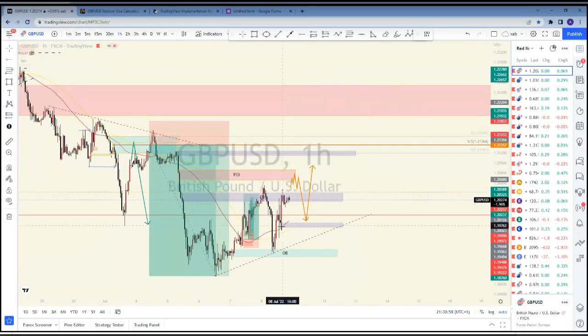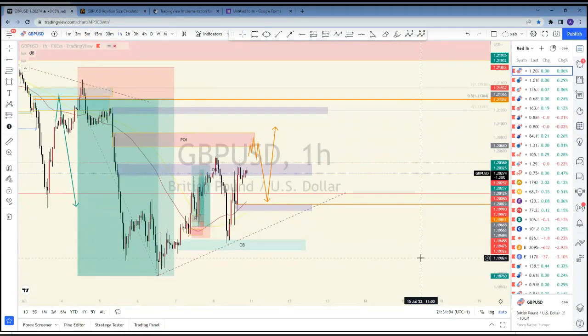GU, we're looking at something along the lines of maybe 1.19, something around 1.19811. That would be the natural zone for me to look out for.